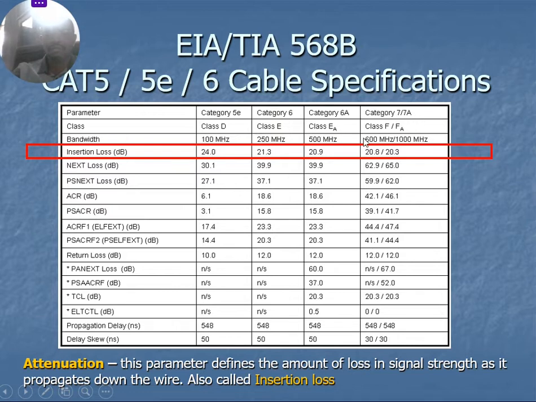Category 7 and 7A are both in class F and class FA, so that's no problem. We've talked about that. Then the bandwidth for cabling in category 5E is 100 megahertz. The bandwidth for category 6 is 250 megahertz, and for category 6A it is 500 megahertz. Category 7 uses 600 megahertz, and up to 7A uses about 1000 megahertz. These are huge channels, big channels.